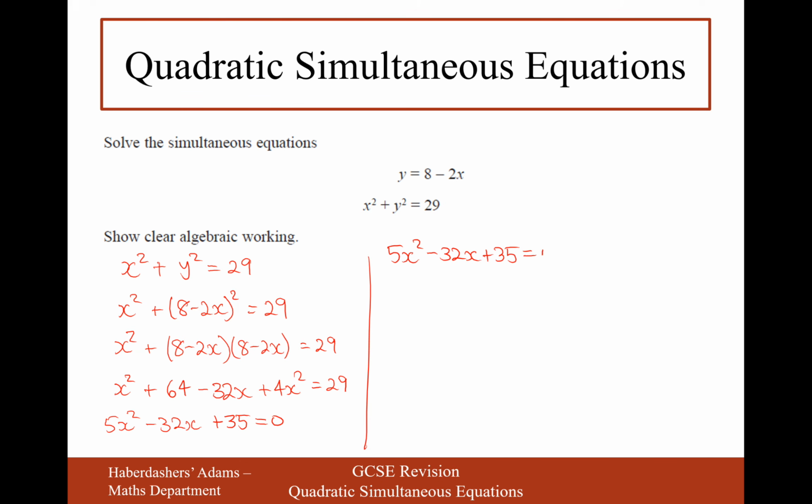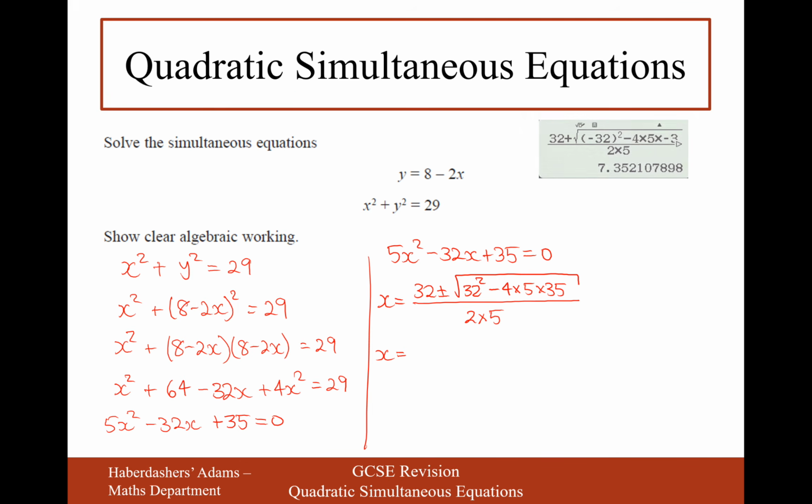So I think the best thing to do now is going to be to pull out the quadratic formula. So it's going to be x equals minus b, that would be 32, plus or minus the square root of 32 squared minus 4 times 5 times 35, all over 2 times a, that would be 2 times 5.